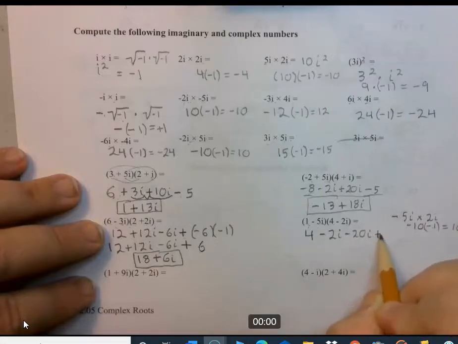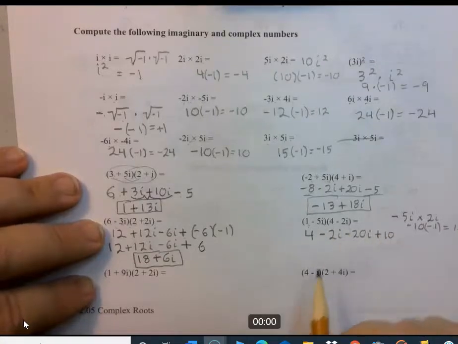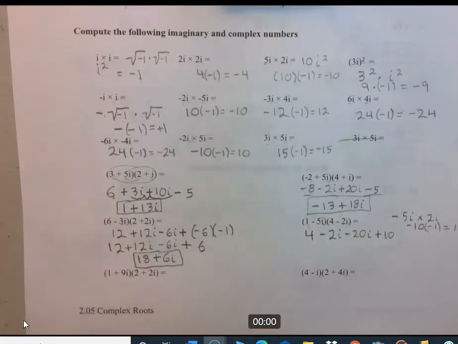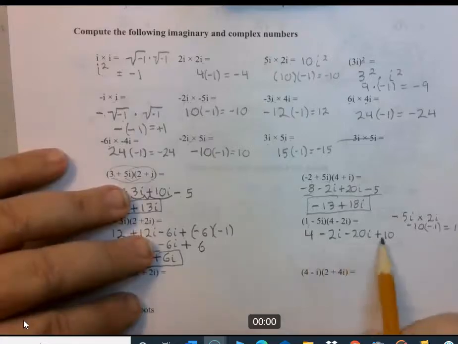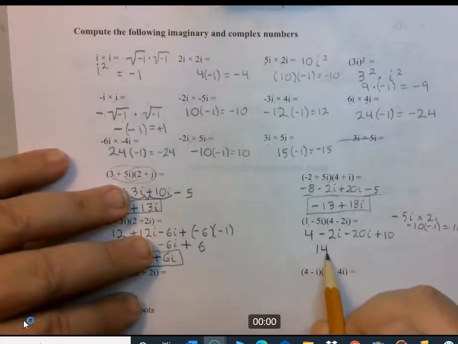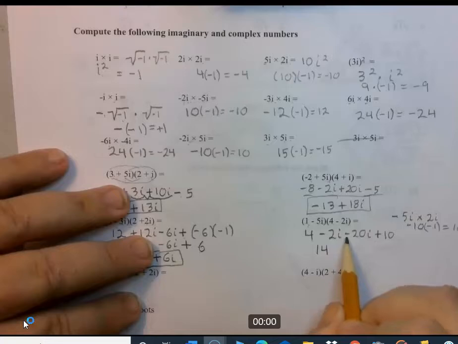So now I'm going to come down and write it here. That last one is always going to be one of these, like one of these up here. So go off to the side and do it. Be sure you get it right, and then come down and put the appropriate sign on it. Okay, so 4 plus 10 is 14. And negative 2i minus 20i, it's going to be negative 22i.